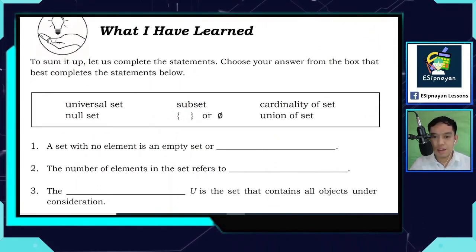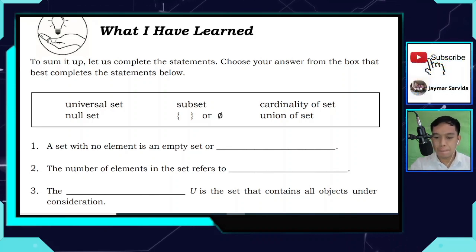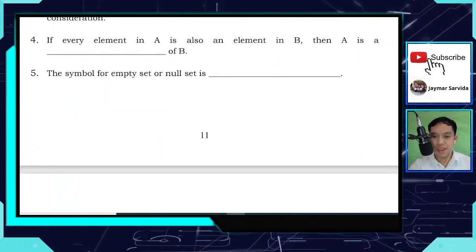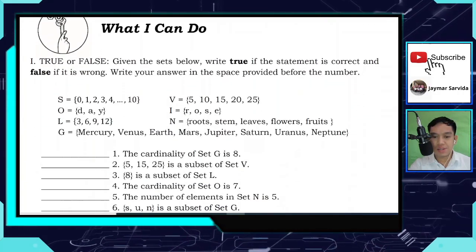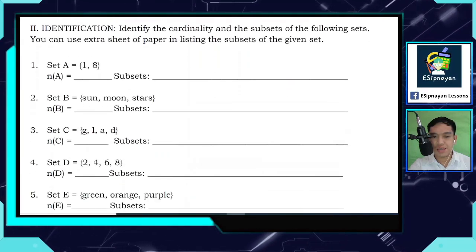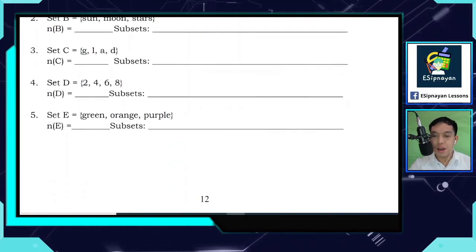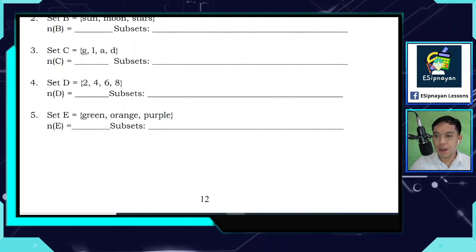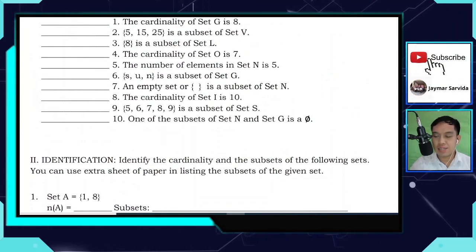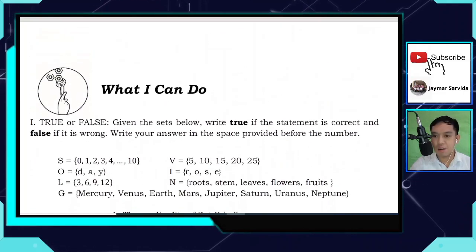Okay, so it's your turn now to answer the following. Okay, so what I have learned, answer the following. That's very easy for you. And answer this also. Okay, true or false only yan. Then identification. Okay, so that's all for our lesson about universal set, subset, and the cardinality of sets.